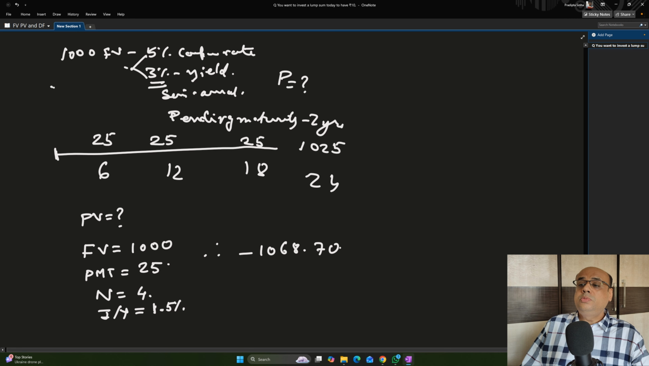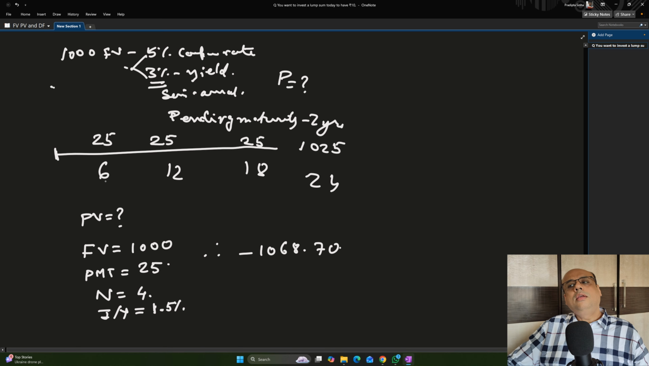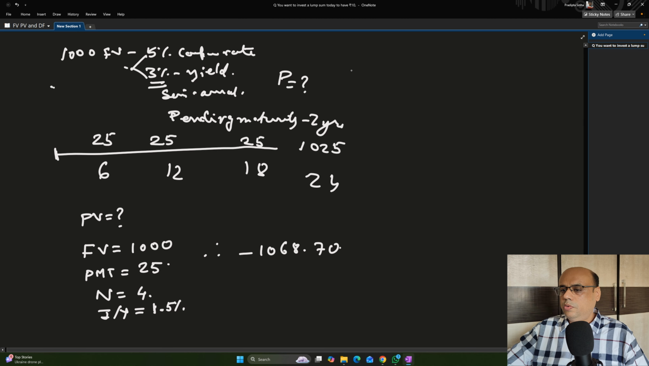So this bond, ideally this bond should be priced at 1068.70 if I were to buy it today, which is end of the 8th year. This is how we find out the value of the bond using the calculators. Even if we don't use the calculator, the logic works this way: 25 divided by 1 plus 1.5%, plus, I'm saying this is the total value of the bond.